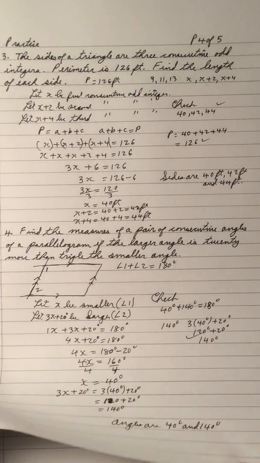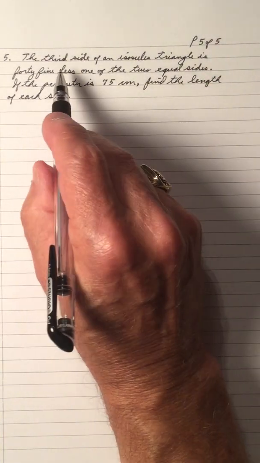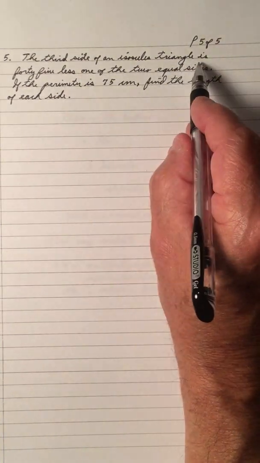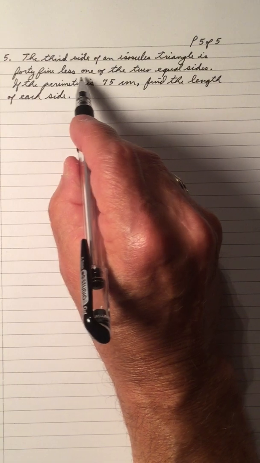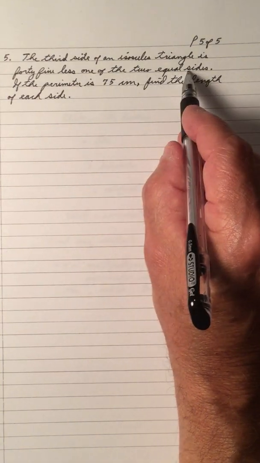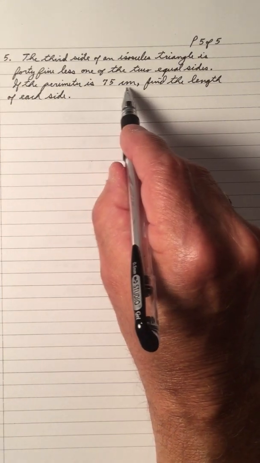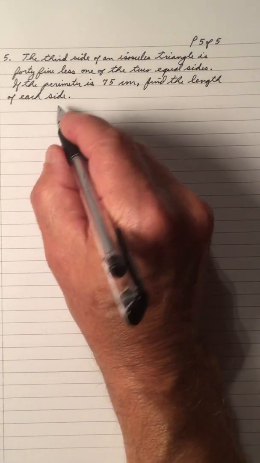Using the ideas of geometry that you have to. I did a whole unit on reviewing some concepts in geometry, properties that you had to learn. Number 5, the last one. The third side of an isosceles triangle is 45 less one of the equal sides, one of the two equal sides. Find, if the perimeter is 75 centimeters, find the length of each side.